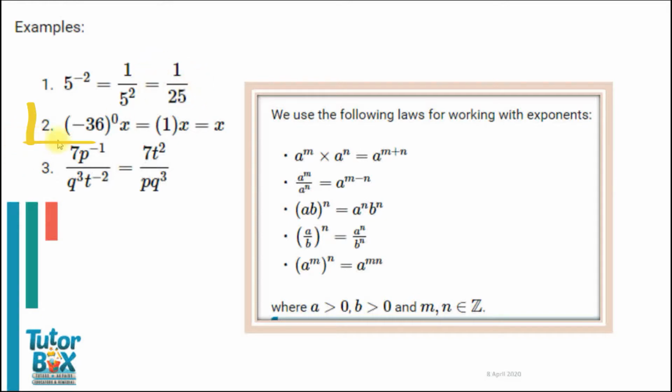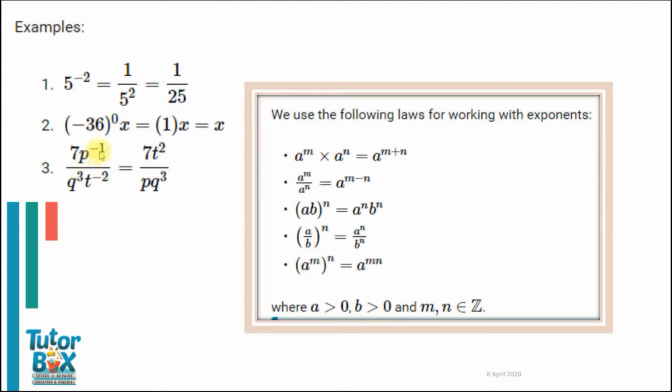And then for number 2, we have minus 36 raised to the power of 0. Anything raised to the power of 0, as long as it's not 0, is 1. And then we get our answer to be 1. For number 3, we have 7p raised to the power of minus 1 over q3 t minus 2. You can't really cancel out here because we don't have any like terms, but just use the laws that you've already learned.